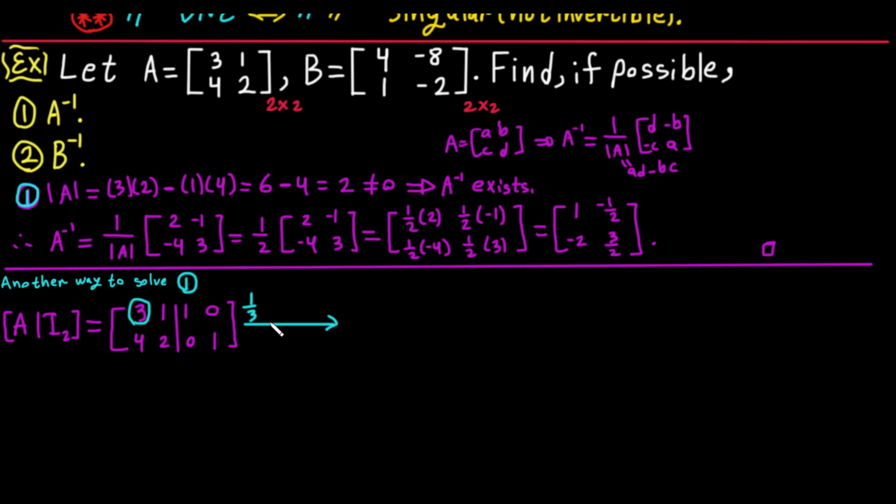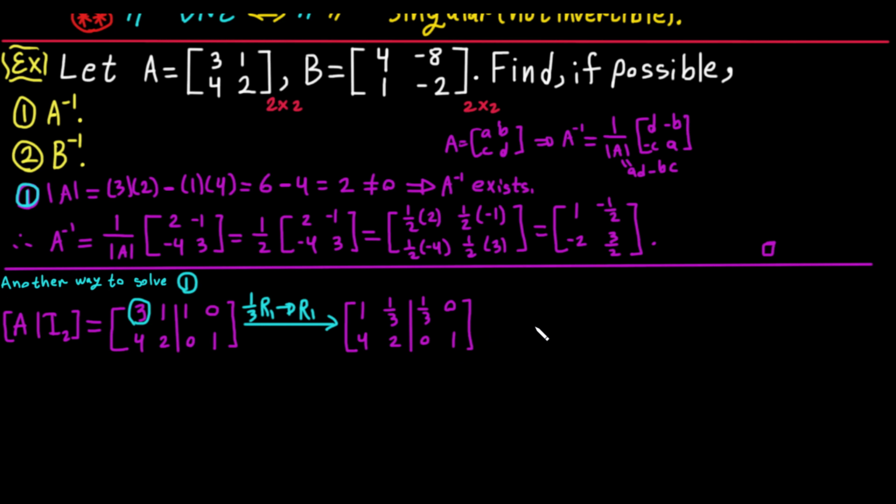So 1 over 3 multiplied by row 1 in row 1. So 1 over 3 multiplied by 3 is 1. 1 over 3 multiplied by 1 is 1 over 3. And here the line of the augmented matrix: 1 over 3 multiplied by 1 is 1 over 3, 1 over 3 multiplied by 0 is 0. Let's close the augmented matrix. And the second row remains the same: 4 2 0 1.